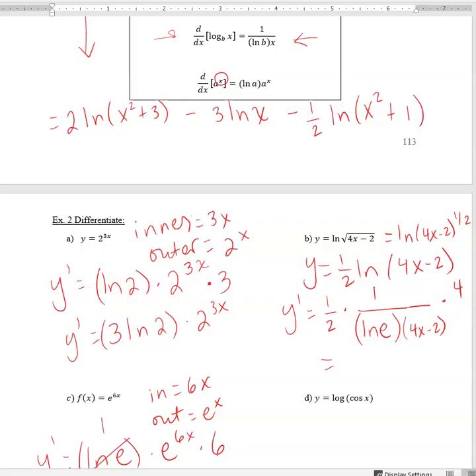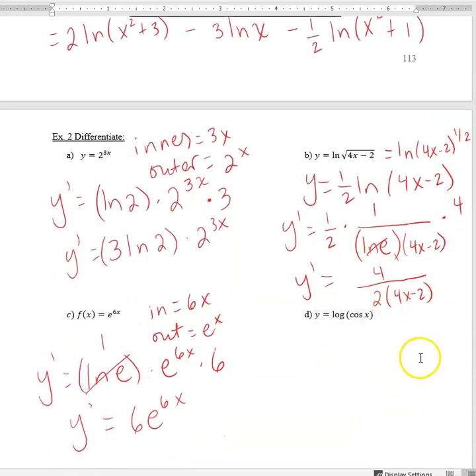So clean that up slightly, I get 4 over 2 times the natural log of e, which remember is just 1, so that's going to just go to 1. And I'm just left with 4x minus 2 in the denominator. And of course we could reduce that, but I'm not worried about it right now. I'm just going to leave my answer like that.